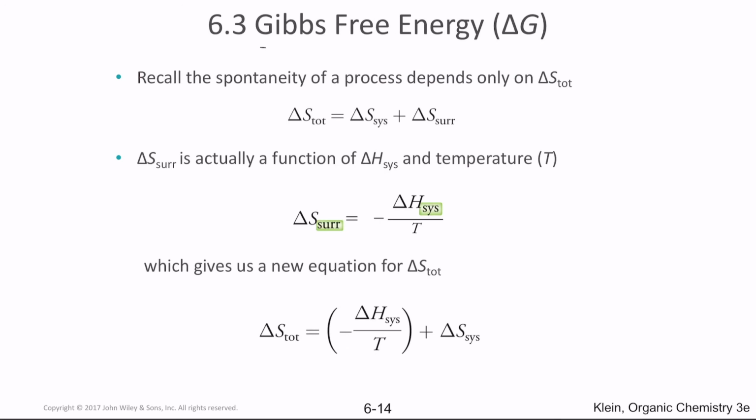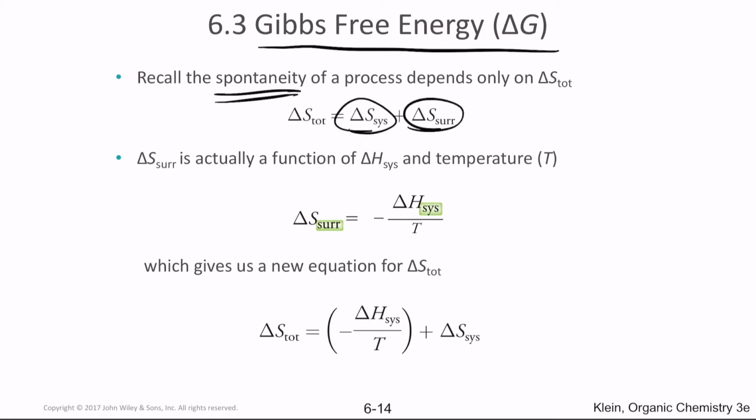Next, let's go to Gibbs free energy. Recall that we talked about spontaneity depending on the total entropy change, which is the entropy of the system plus the entropy of the surroundings. The surrounding entropy is something that we cannot calculate directly, so we use a function of the enthalpy of the system and the temperature. The surrounding entropy change is given by negative delta H of the system divided by T.